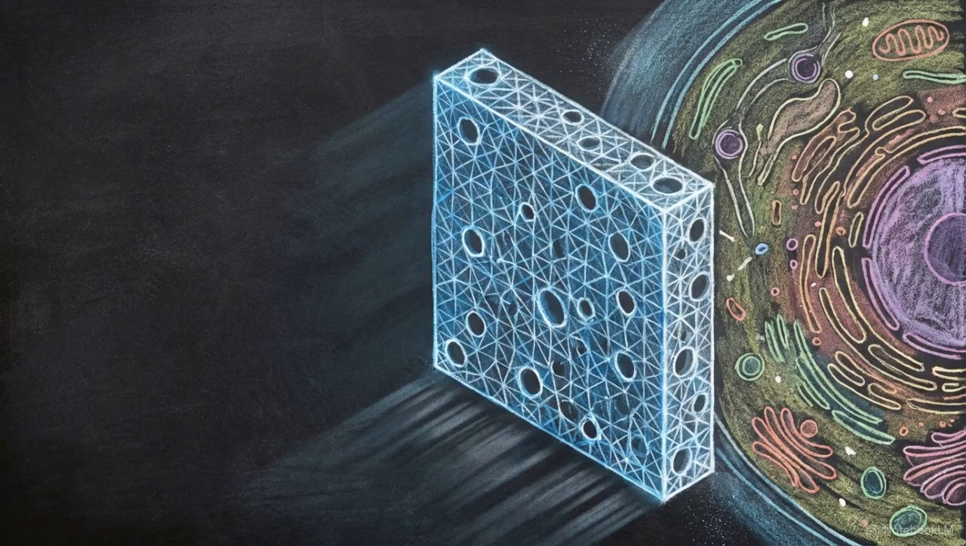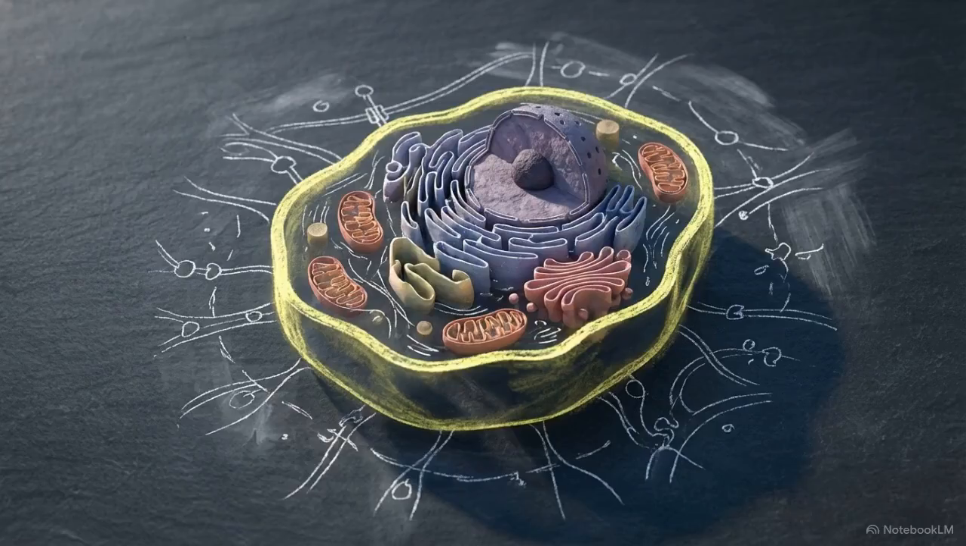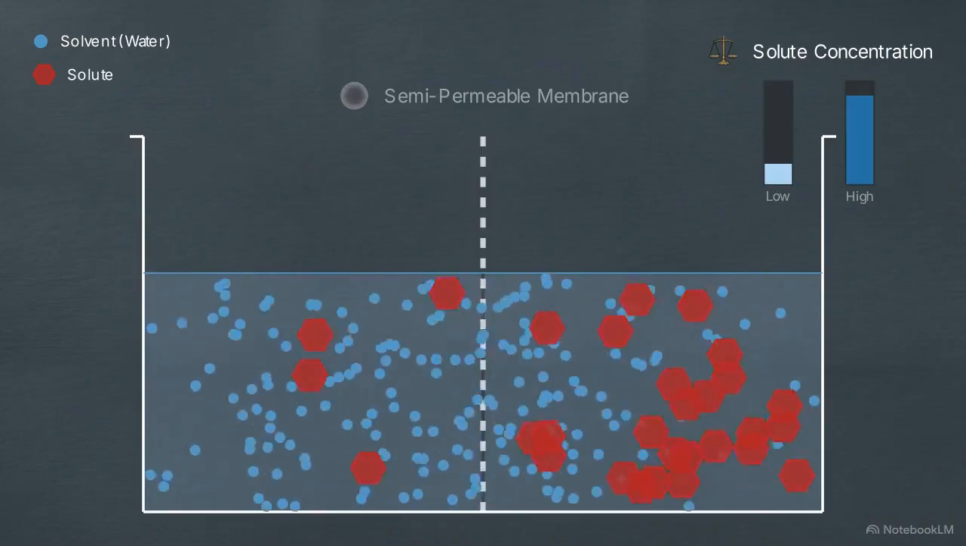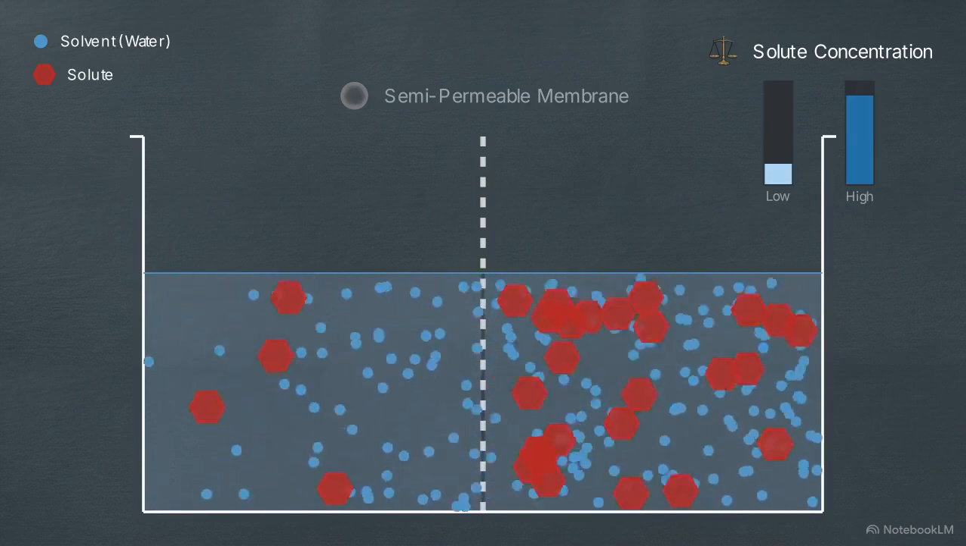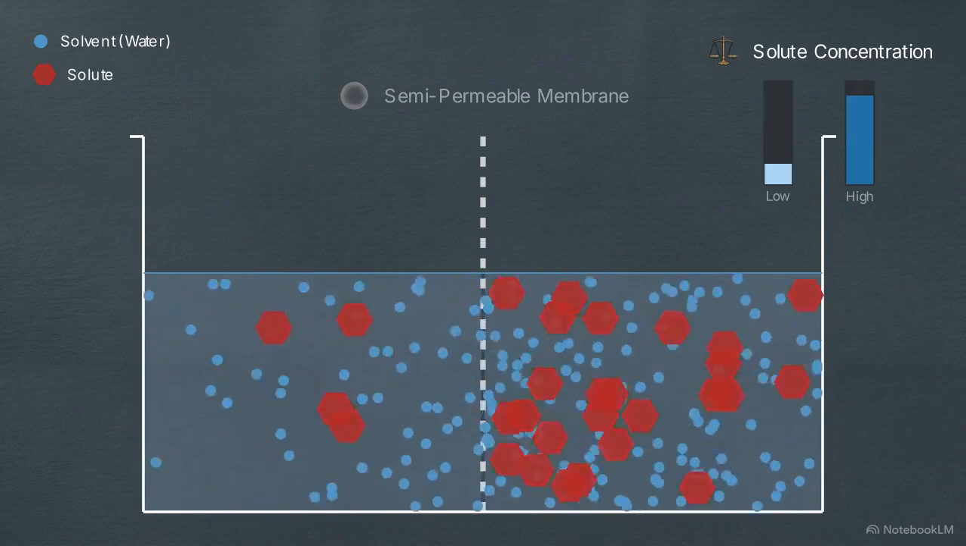But this equalization doesn't happen freely. It is mediated by a strict gatekeeper, a semi-permeable membrane. Every cell in a biological organism is wrapped in one. The rule governing this membrane is absolute. It allows solvent molecules, like water, to pass through, but blocks heavier dissolved solutes.